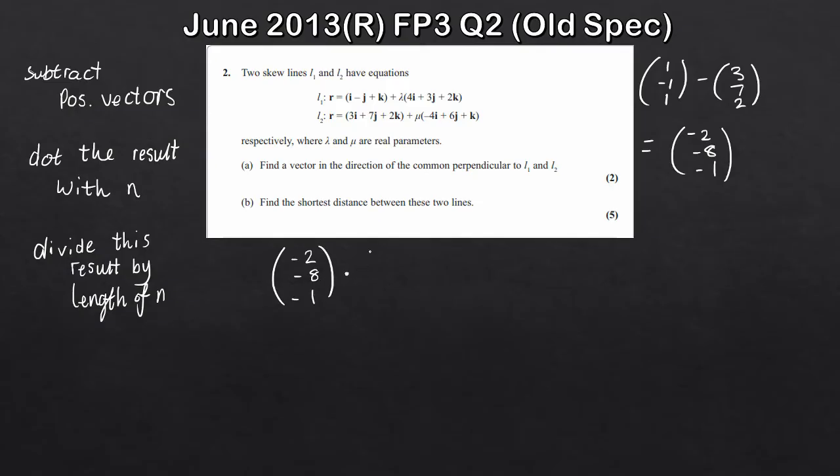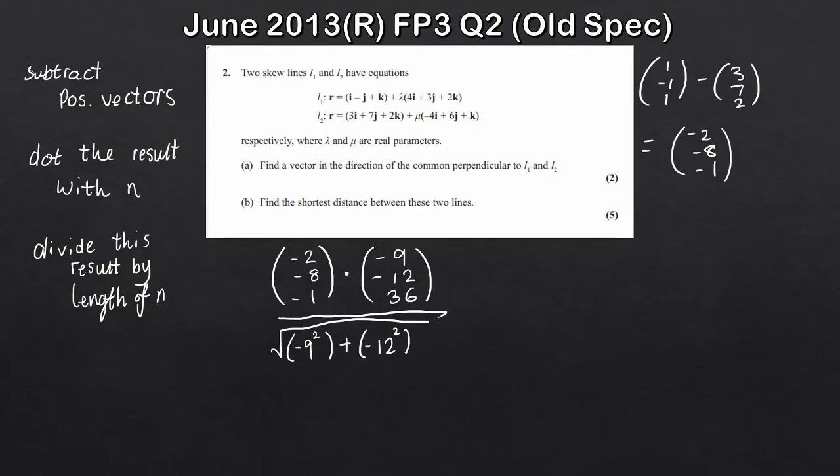We're going to dot this with n. So you should hopefully have written down n. That's minus 9, minus 12, and 36. So that's what we're doing. We're dotting the result with n, and then we need to divide this result by the length of n. So remember, we find the length of n by doing Pythagoras. So this is going to be minus 9 squared plus minus 12 squared plus 36 squared here. Okay, so at this point now, all you've got to do is plug all this into your calculator.